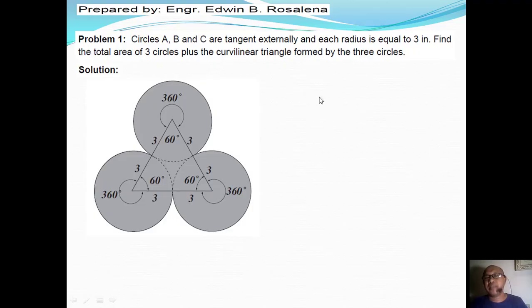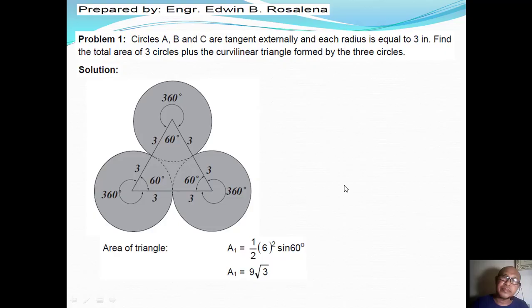So the solution now for this question is I will solve for the area of one sector and then multiply it by 3. And then I will add the area of this triangle which is equilateral. So that is now the total area here. Okay, so I will solve for the area of the triangle. 1/2 times 6 squared times sine of 60. So that is 9 square root of 3.